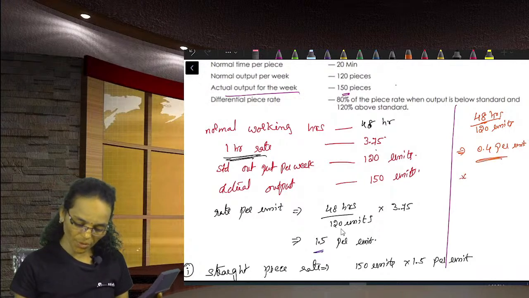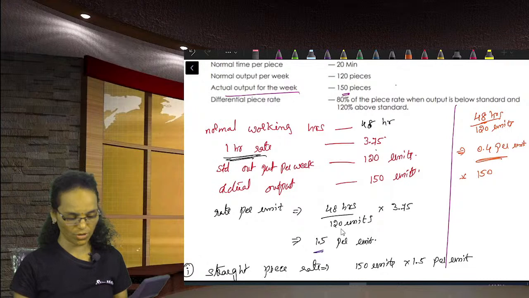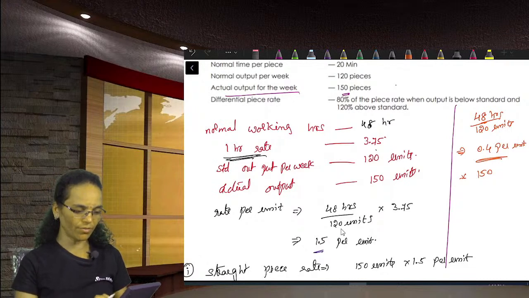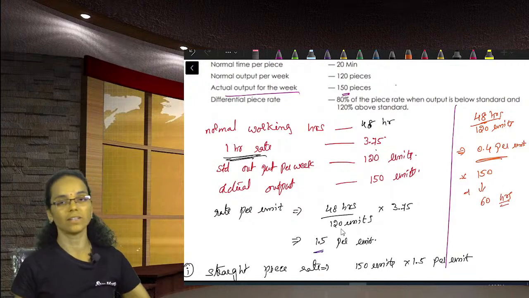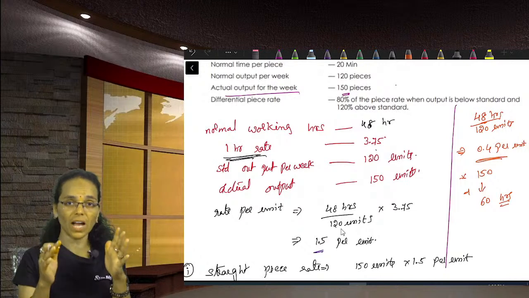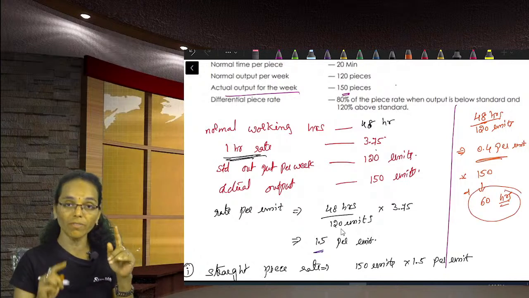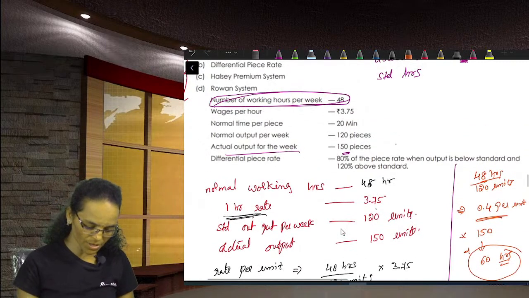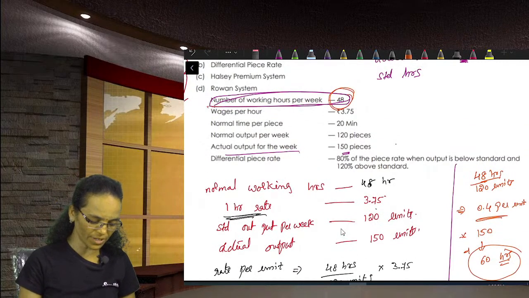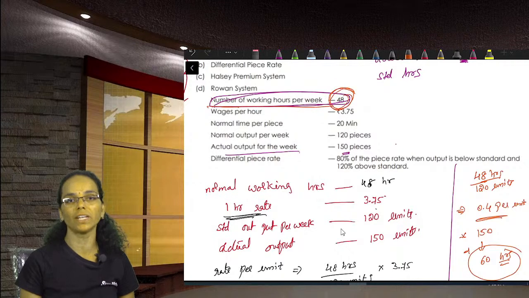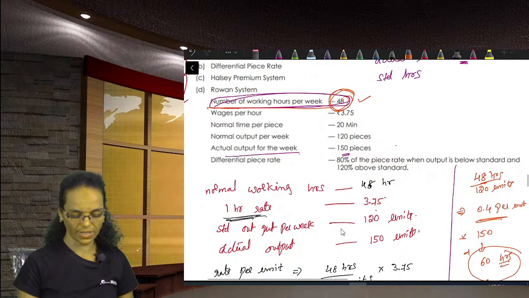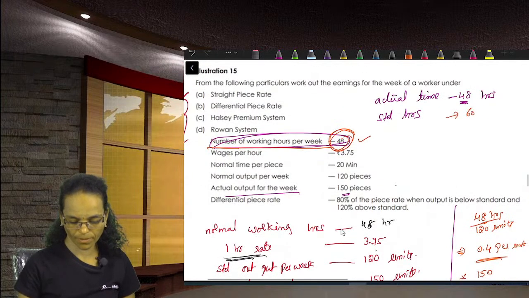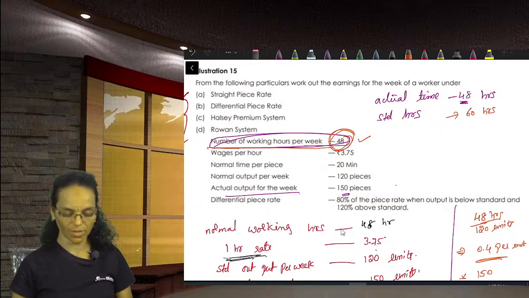Like that, we produced how many units? 150 units we produced. So 0.4 into 150 is nothing but 60 hours, which is the standard hours. See, for producing 150 units, 60 hours is the standard. But we produced in 48 hours, as given in the question, the number of working hours per week is 48. So standard hours 60 and actual hours 48. This is what we have derived from the question.